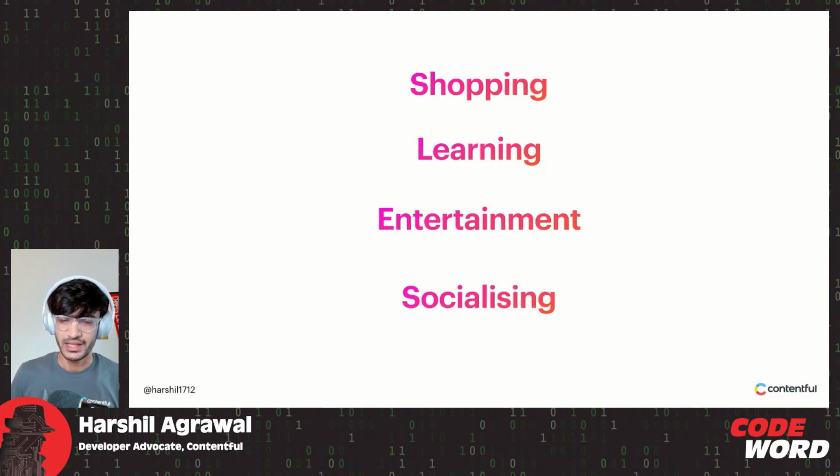Now let's take a pause over here and think about our usage of internet every day. We are using the internet for either of these four things, right? We are either looking for something to buy, or we are researching on something that we want to buy. We are always learning new things. We are using social media platforms to connect with our friends, with the community, with our family, and we all use it for some kind of entertainment as well.